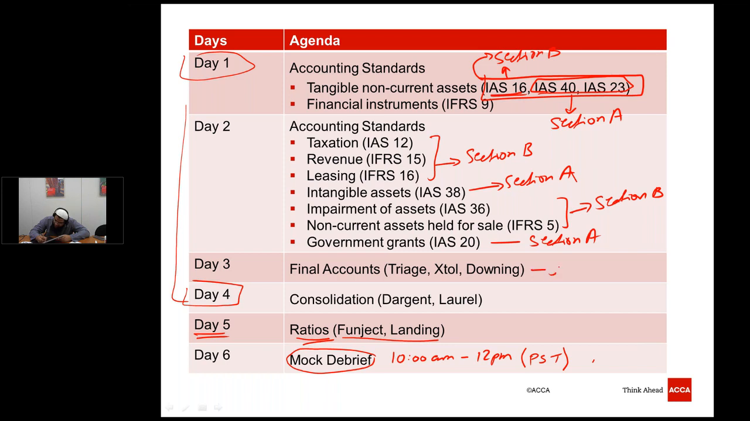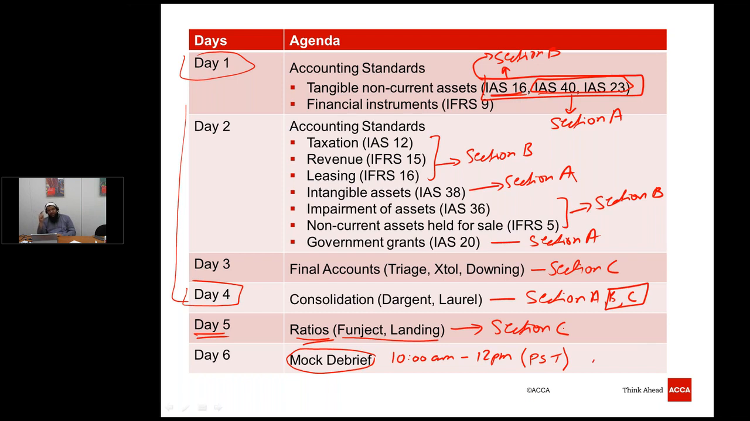The final accounts will be there in Section C. Consolidation can be asked in all sections, Section A, B, and C, but more chances to be there in B and C. Ratios can be asked in Section C. So these are the different areas that can be asked in different sections. And those areas that we haven't covered in the revision course will be there in Section A only.